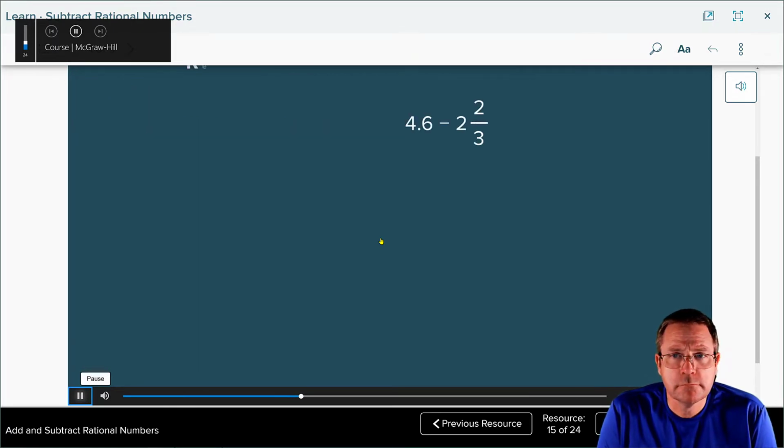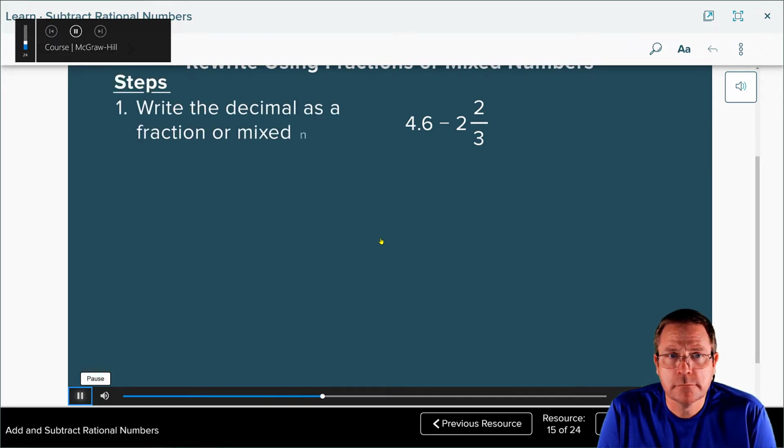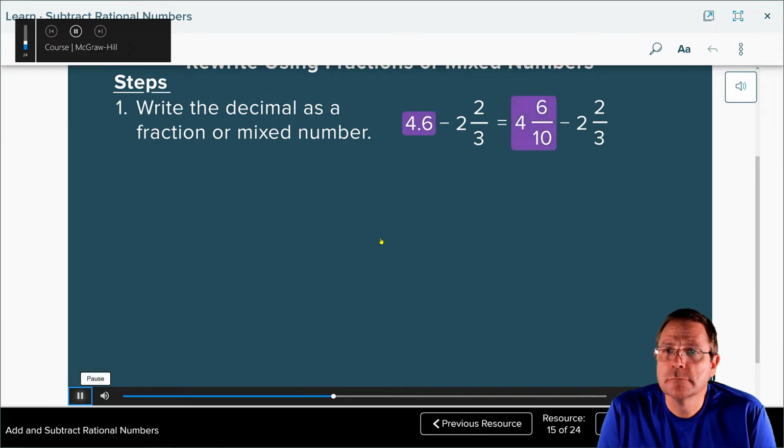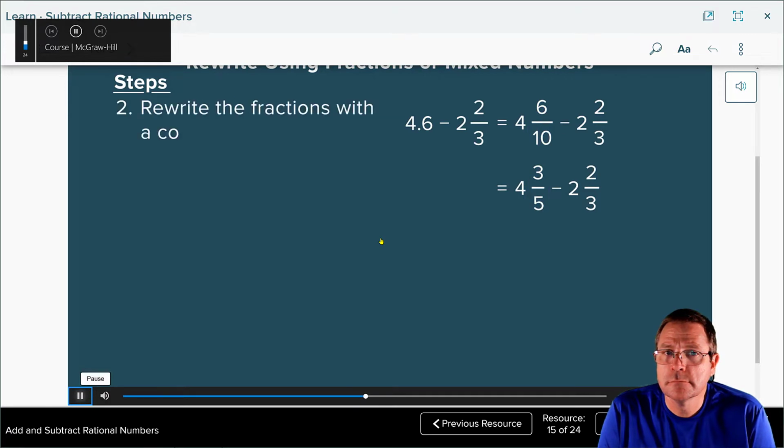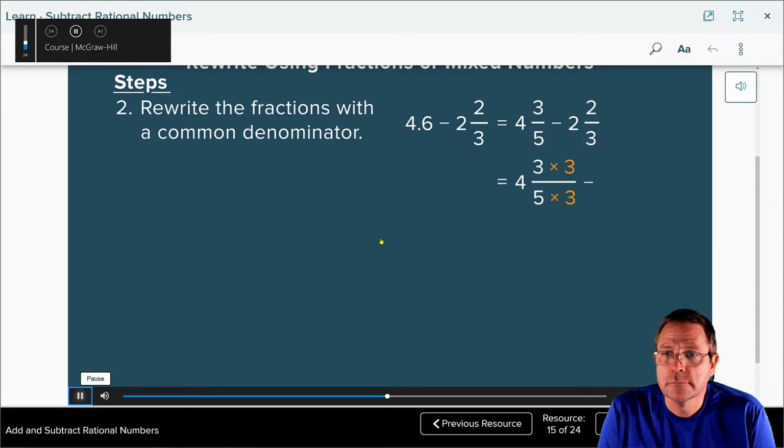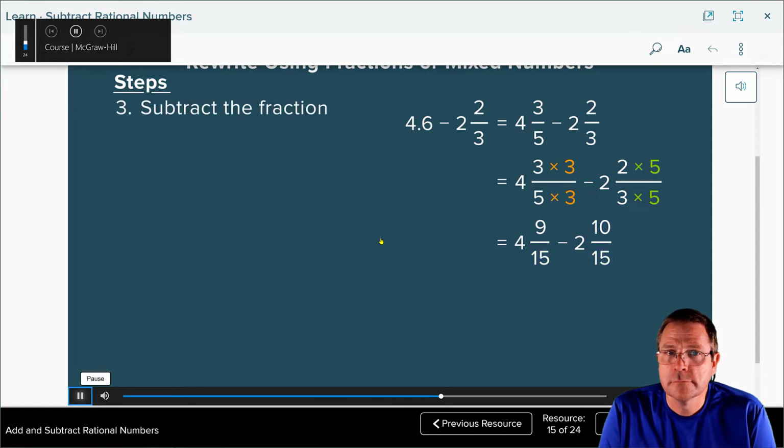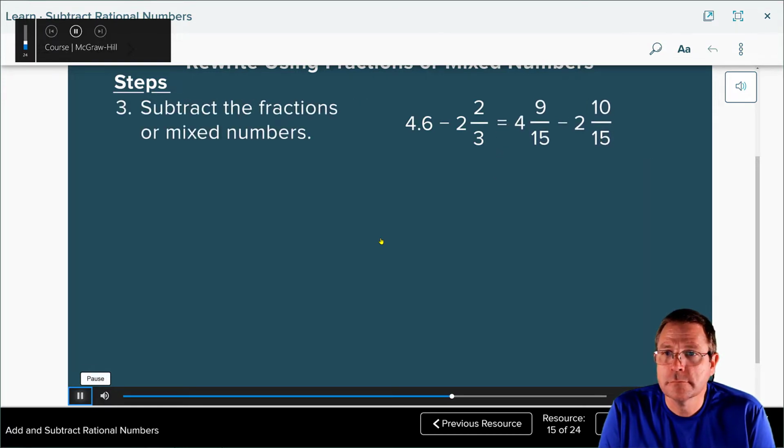Another way to subtract rational numbers in different forms is to write the decimal as a fraction or mixed number. Use this method when the fraction or mixed number cannot be written as a terminating decimal. If the fractions have different denominators, rewrite one or both fractions using a common denominator. To rewrite a fraction, multiply its numerator and denominator by the same number. Next, subtract the fractions or mixed numbers.